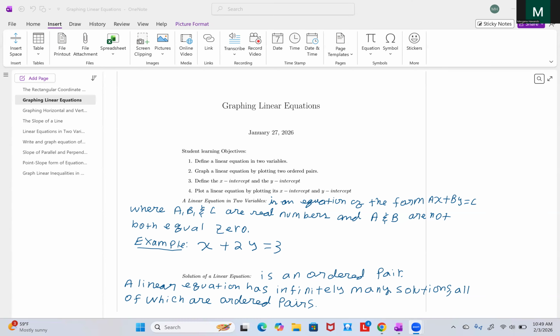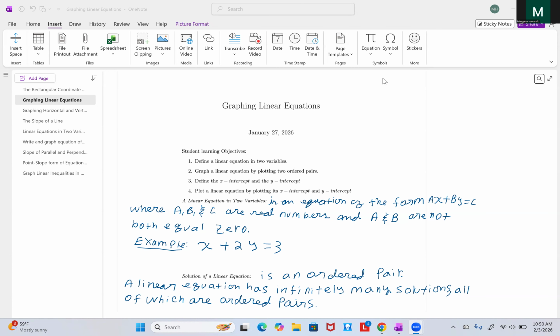Graphing linear equations. Student learning objectives. Define a linear equation in two variables. Graph a linear equation by plotting two ordered pairs. Define the x-intercept and the y-intercept. Plot a linear equation by plotting its x-intercept and y-intercept.